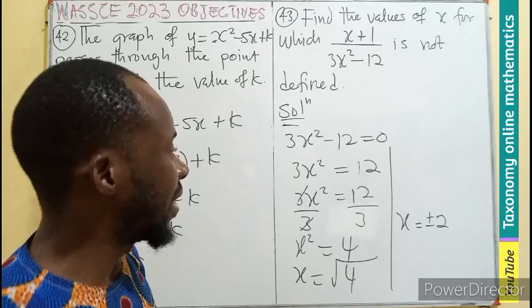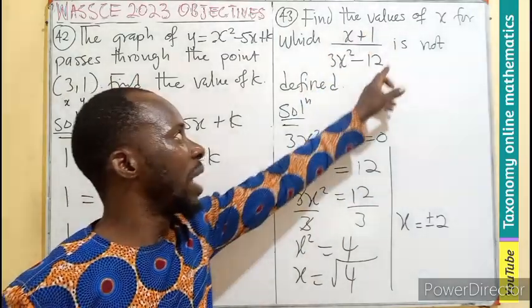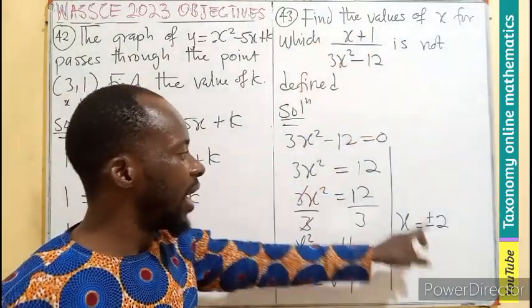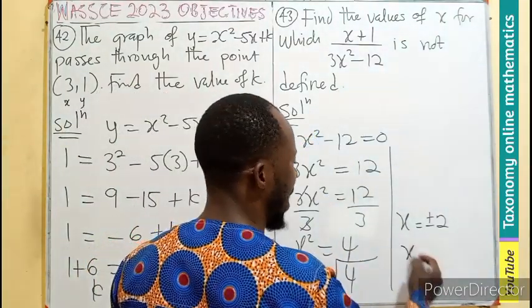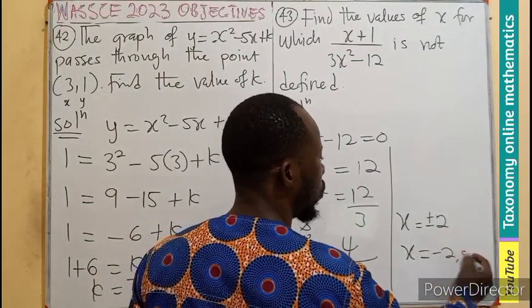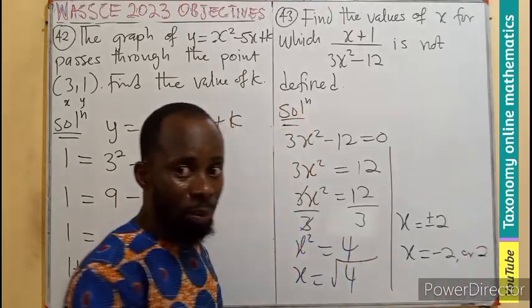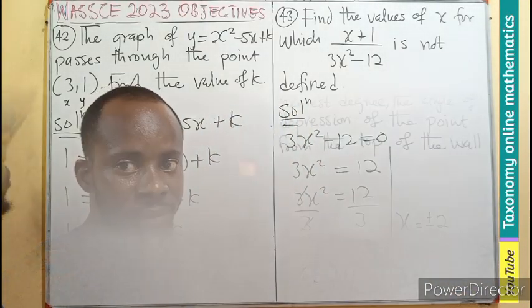So if x is 2, this will become undefined. If x is negative 2, this will also become undefined. So the equation gives us x equals minus 2 or 2 as the possible answers to the question.